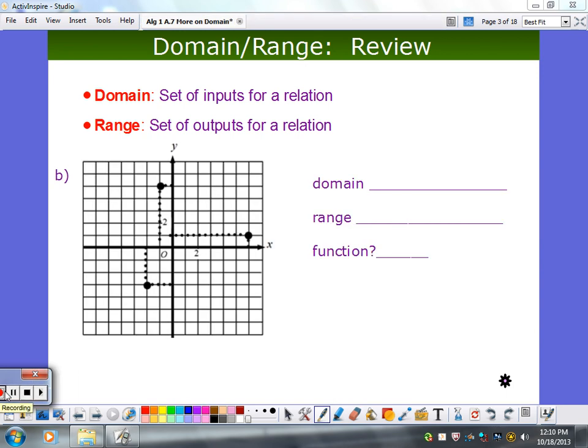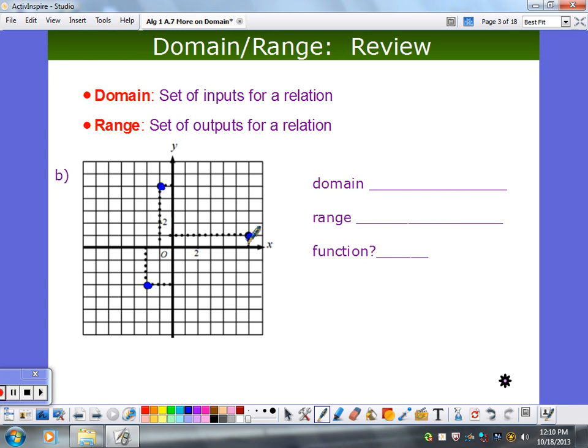Let's just review this. So I'm looking at this particular relation. Don't worry about these little dotted lines. The particular relation is this one, and this one. What's the domain? Well, let's see. How do we figure this out?